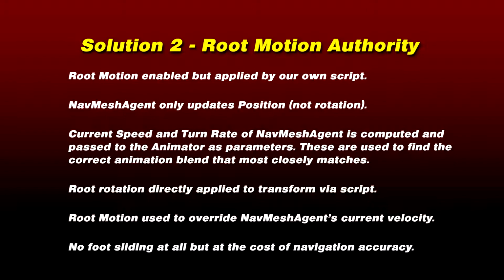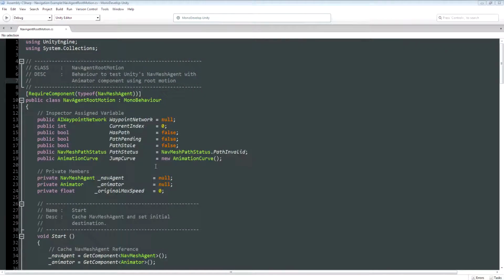So in short, the process goes something like this. The NavMesh agent says something like, I want to turn 85 degrees and travel at 6 kilometers per hour. We then override this velocity to say, you can actually only turn 60 degrees and move at 4 miles per hour. The speed of the NavMesh agent is taken directly from the root motion, and the root rotation is used to set the transform of the game object directly.